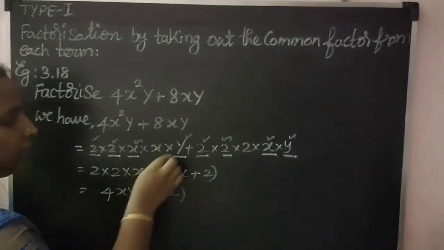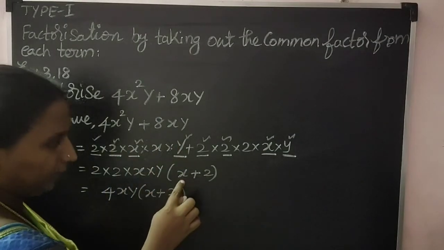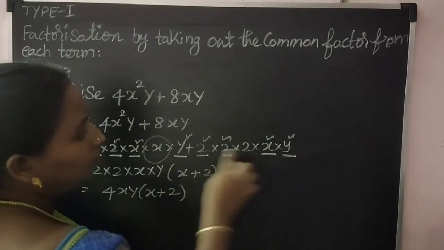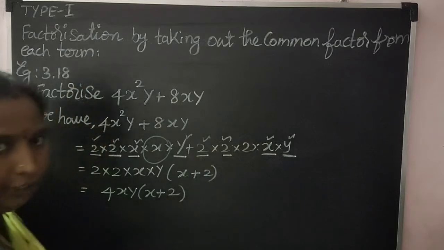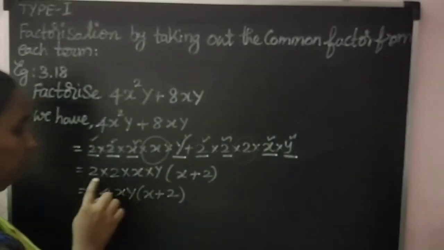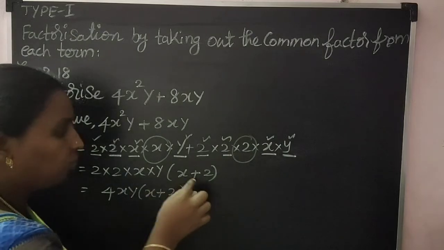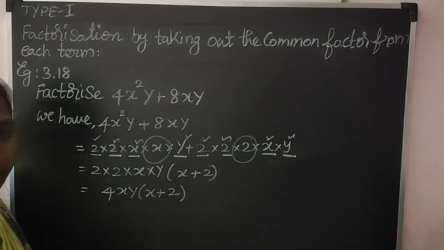What is the remaining term? X only, no. So write x. What is the sign they have given? Plus, yeah. So we have taken 2 only, the remaining factor. So write 2. So you will get 2 into x into y into x plus 2. Is it clear, my children?